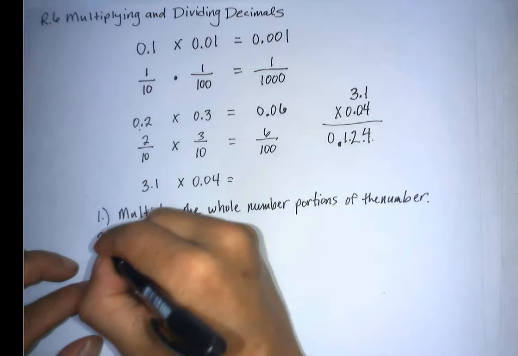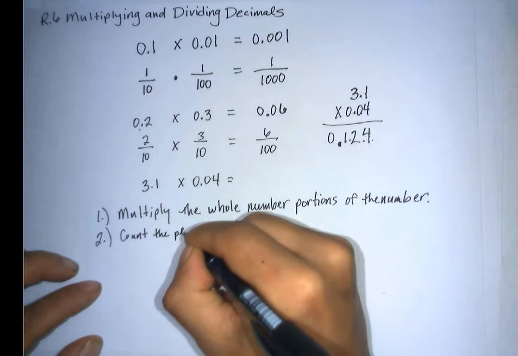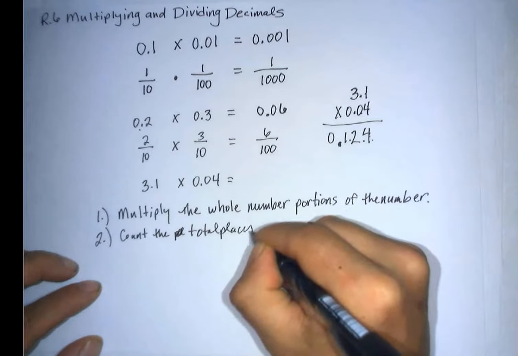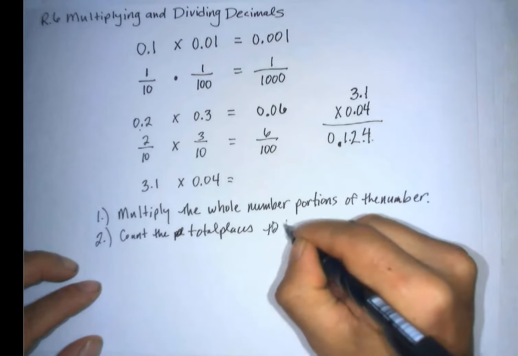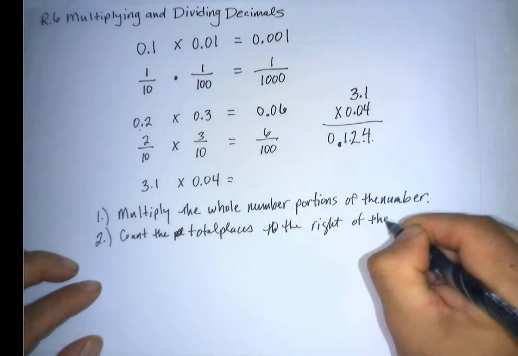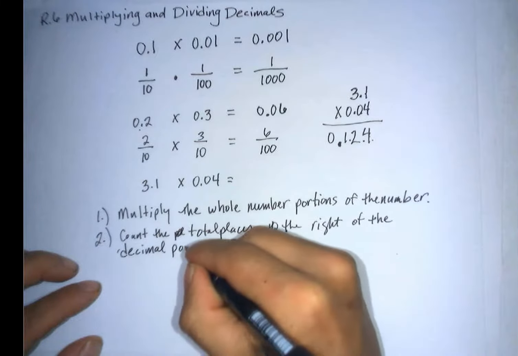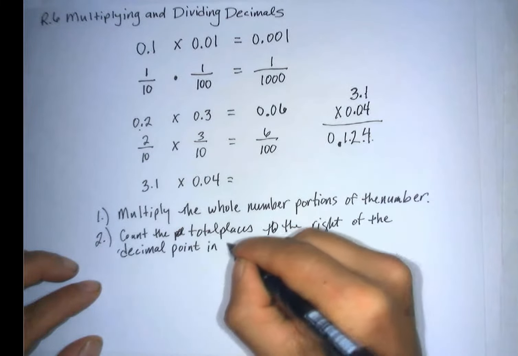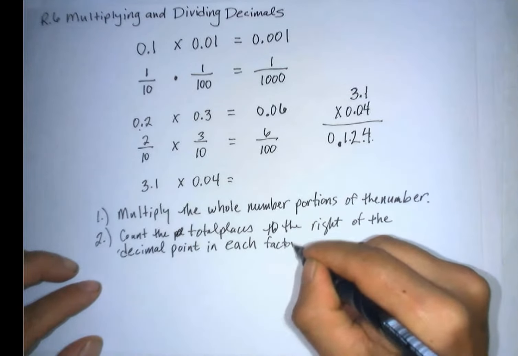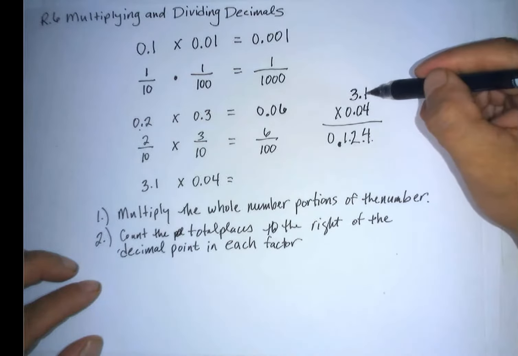The second step is to count the places, or the total places, to the right of the decimal point in each factor. Remember, a factor is something that's multiplied. So we count the total places to the right of the decimal point in each factor. So there's 1, 2, 3.